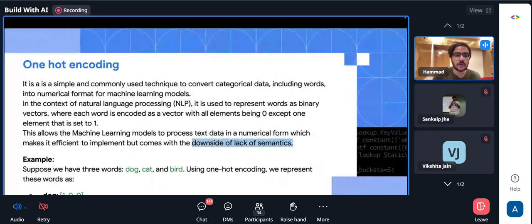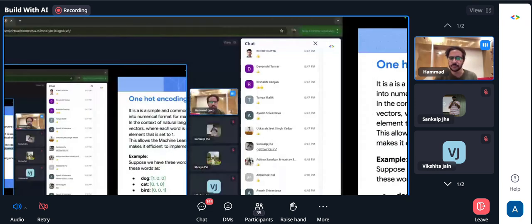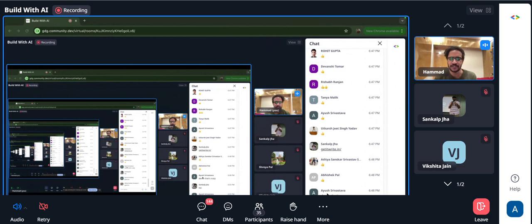Okay. So, the first topic that I'll be covering is one hot encoding. Basically, it is a technical term, and I guess, is there anyone who has heard about this term before? I don't think so because it is an advanced term. Is there anyone who has recently started anything on machine learning or deep learning?